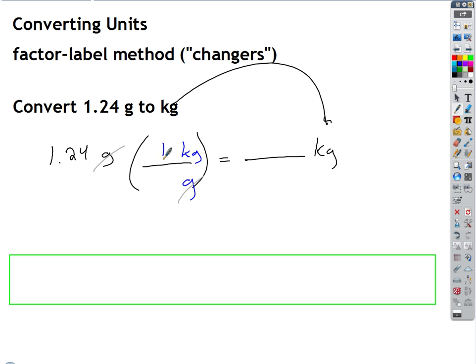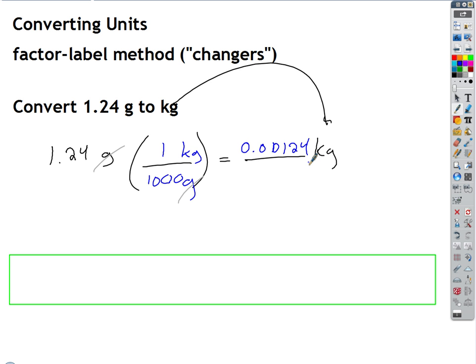So kilograms are bigger. Kilo means 1,000, right? So there's 1,000 grams in a kilogram, and so that's it. So we get 1.24 divided by 1,000. Dividing by 1,000 is like moving the decimal 1, 2, 3 places, right? So what is that going to be? 0.00124.